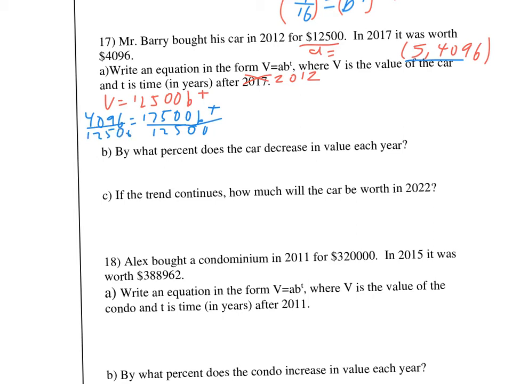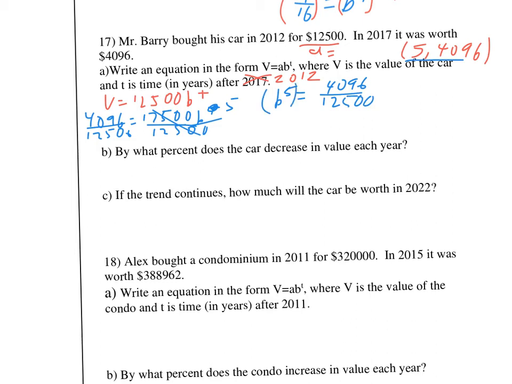I'm just going to leave that as a fraction. Oh, and you know what? I should have plugged in this as 5 for t. Shoot. Okay, and so that'll cancel out. And so then I have b to the 5th power equals 4096 divided by 12,500.